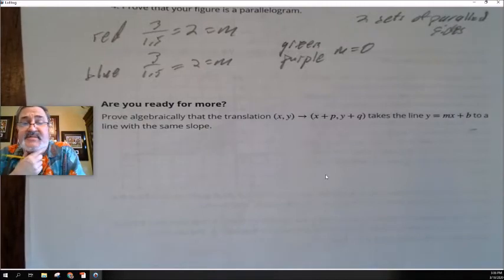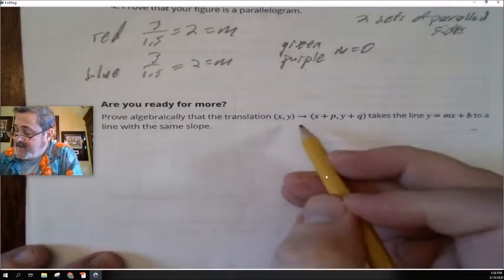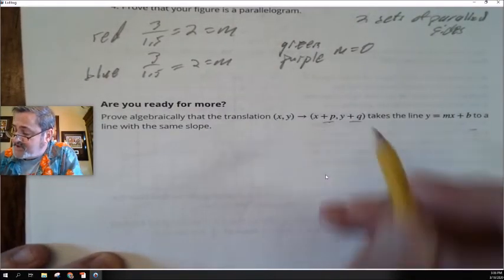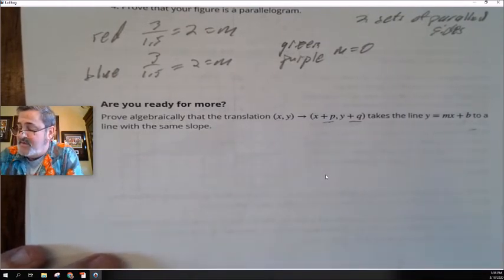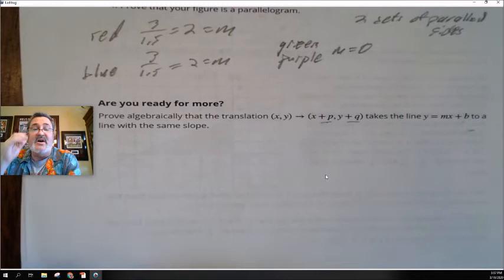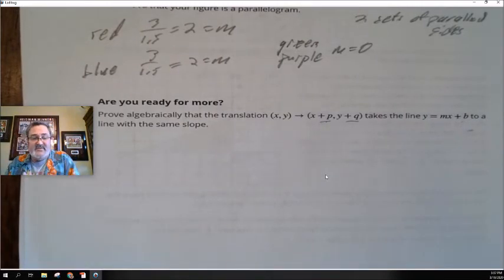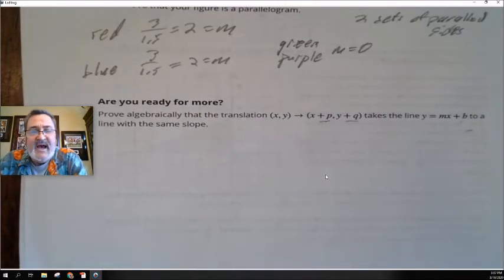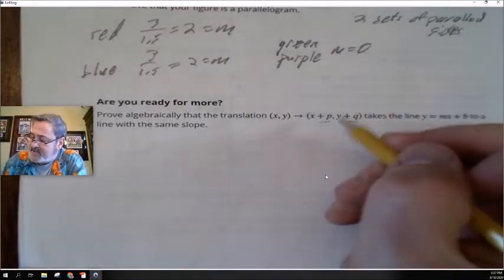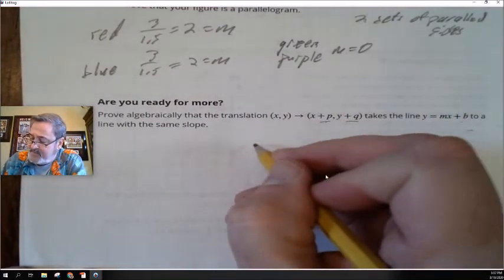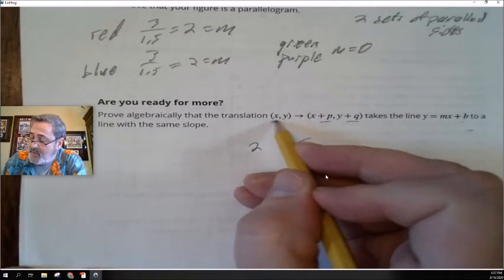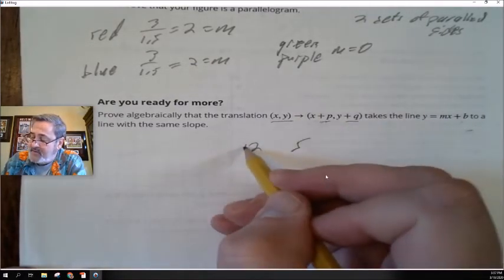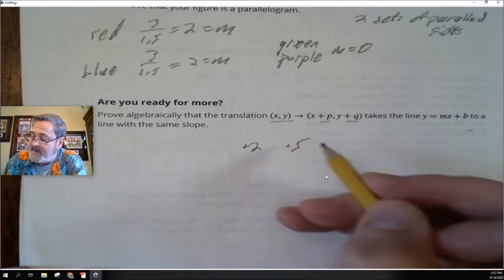Prove algebraically that the translation (x, y) to (x plus p, y plus q) takes the line y equals mx plus b to a line with the same slope. Proving that algebraically, let's talk through it. I don't want to go through all the work. I know our video is getting a little lengthy already. What happens here? Whatever p is, let's say p is 2 and q is 5. Every point we would add 2 to all the x's and add 5 to all the y's.